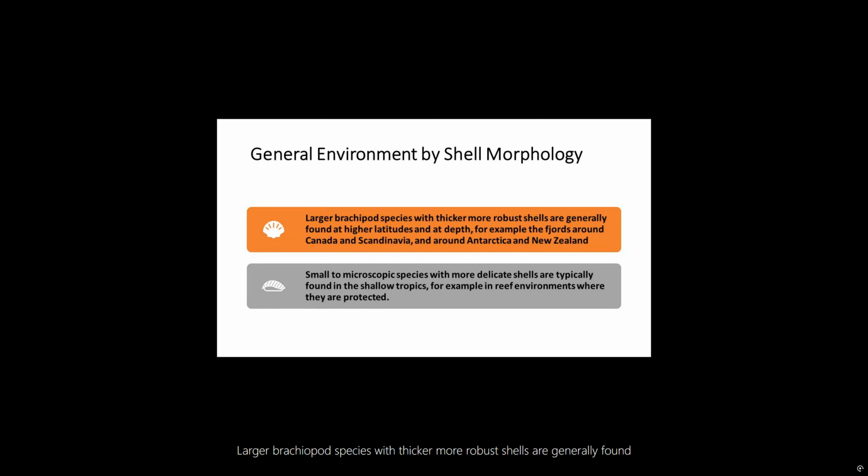Larger brachiopod species with thicker, more robust shells are generally found at higher latitudes and at depth. For example, the fjords around Canada and Scandinavia and around Antarctica and New Zealand. Small to microscopic species with more delicate shells are typically found in the shallow tropics, for example, in reef environments where they are protected.